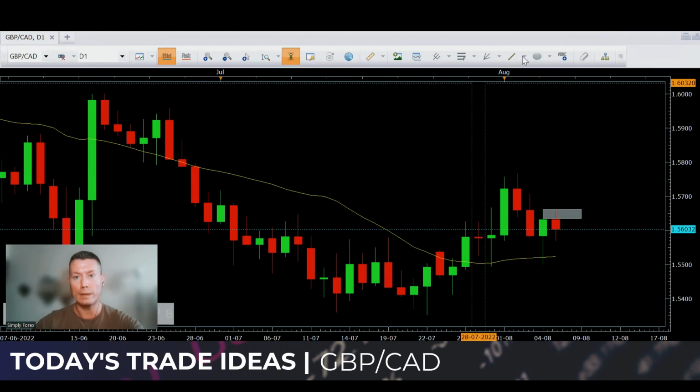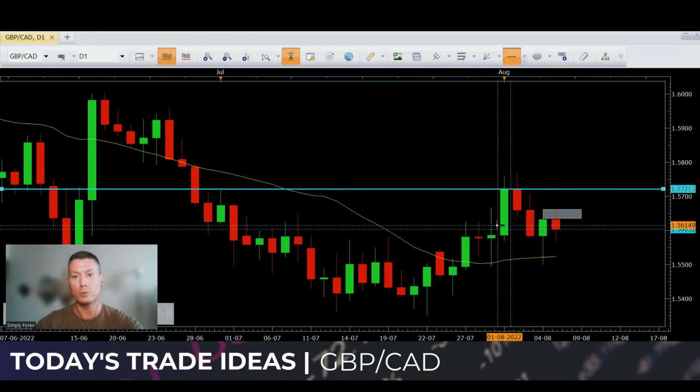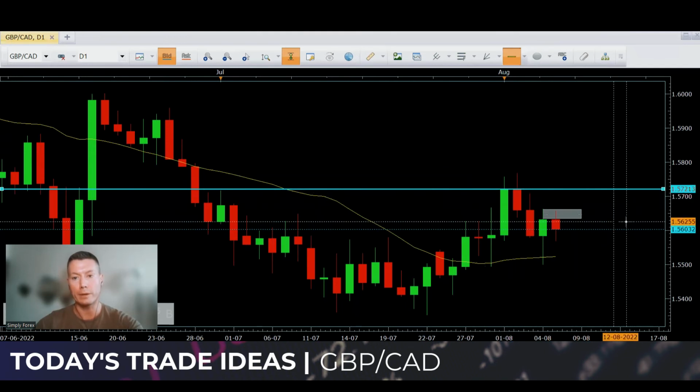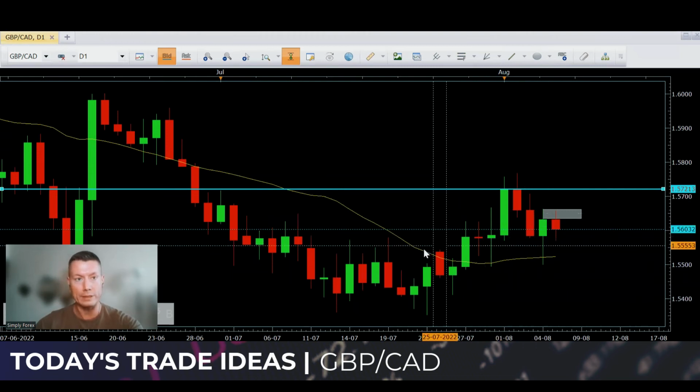Let me put in the blue line. I forgot to do this, very terrible. Okay, so yeah, this will be our target, this blue higher time frame target. All right, guys, so yeah, we're looking to long this pair.